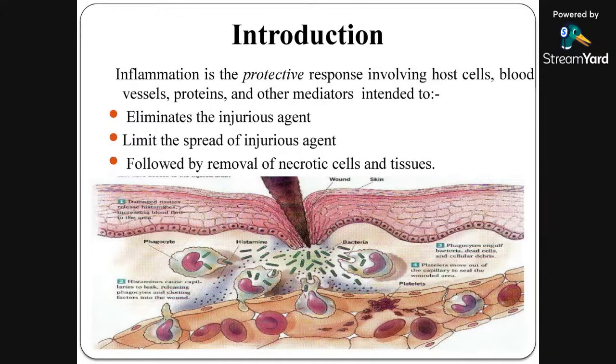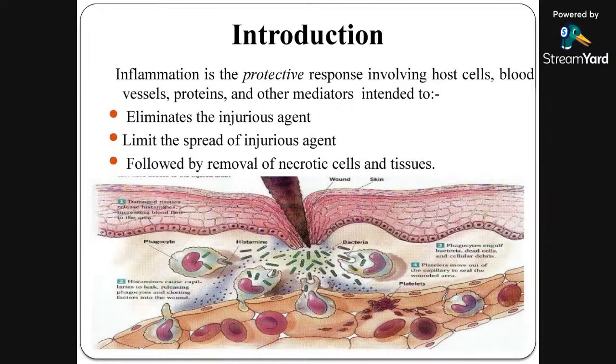Inflammation is a general protective response by the body to different etiological agents that may be infectious or non-infectious. Inflammation involves host cells, blood vessels, proteins, and different mediators that eliminate the injurious agent and limit its spread, followed by removal of dead cells and tissues. This is the image of a damaged tissue.